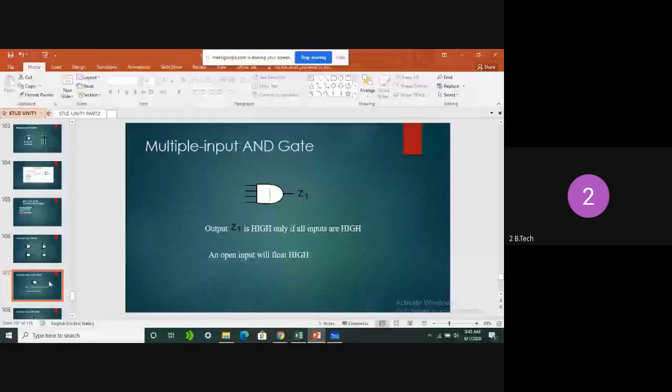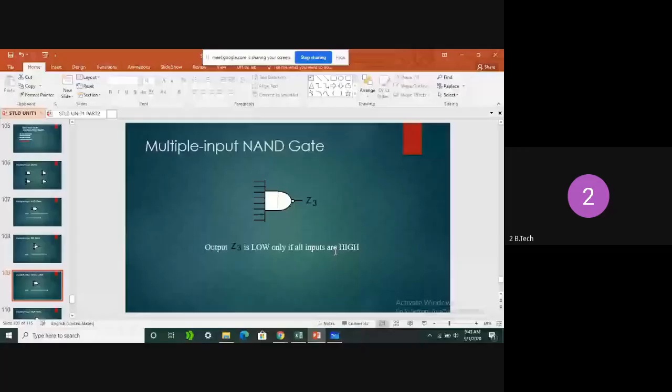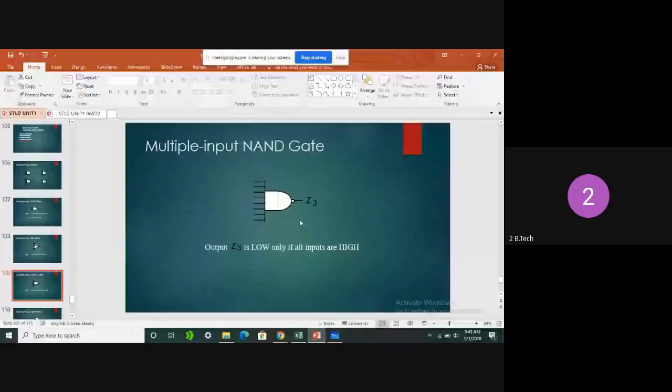See, output Z3 is low if all inputs are high. So this is for the NAND gate. Output is 0 only if all inputs are high. That is the working of the NAND gate. What we have seen with two inputs: for the NAND gate, only if both inputs are high is the output going to be 0, opposite to the AND gate. Clear, all of you?